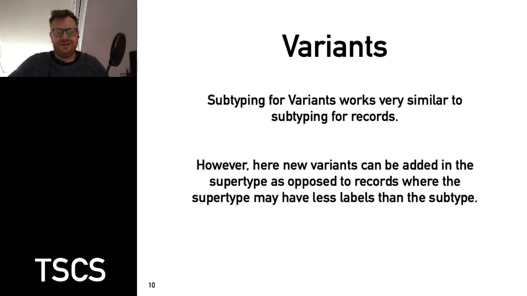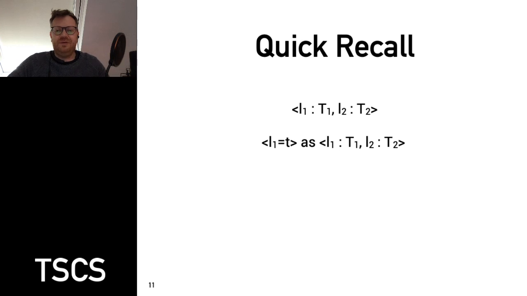Let's have a look. So, quick recall. Variants. Variants are of these types. So this is a variant type. L1 is of type T1 and L2 is of type T2. And then you have one instance of that. So that means L1 equals t as this variant type. So it's basically a sum type with more options, as you can see. We had some types in the exercise this morning.